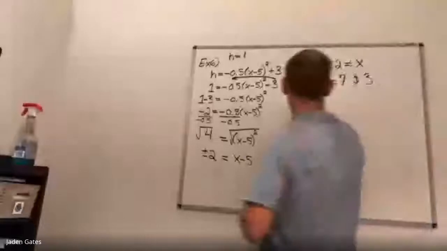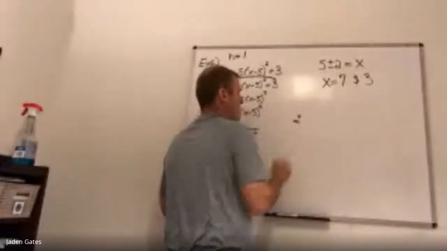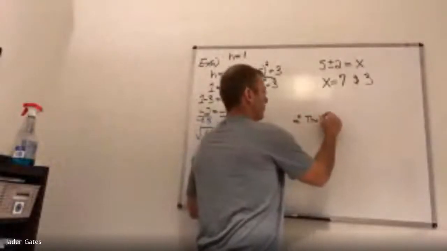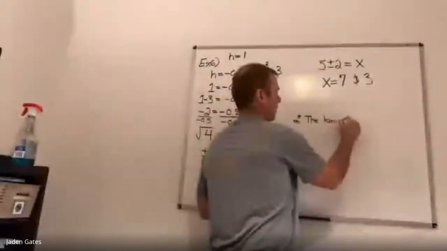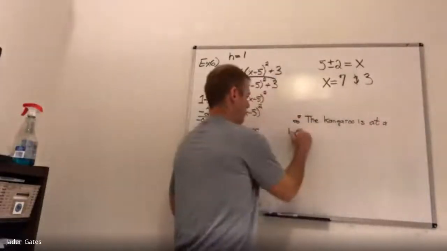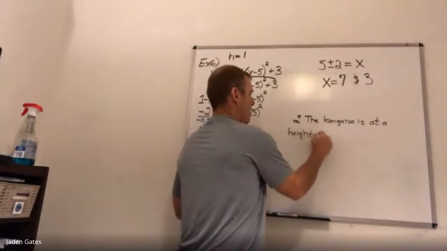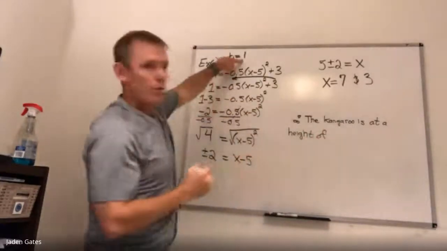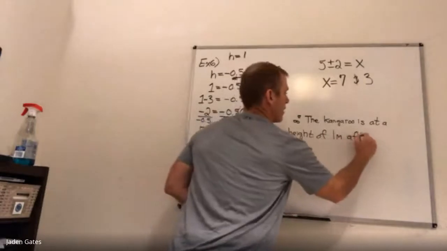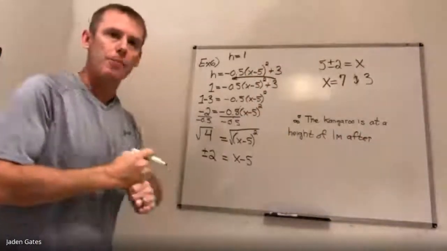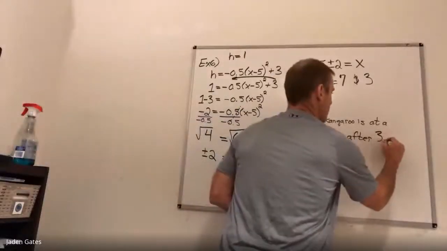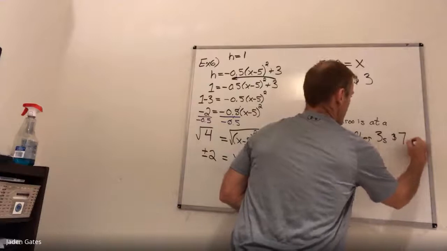And so therefore, because it is a word problem, you need a concluding statement: the kangaroo is at a height of 1 meter, that's what we're looking at here, after, and because both our values are positive, we're talking about time, they're both applicable. So after 3 seconds and 7 seconds.